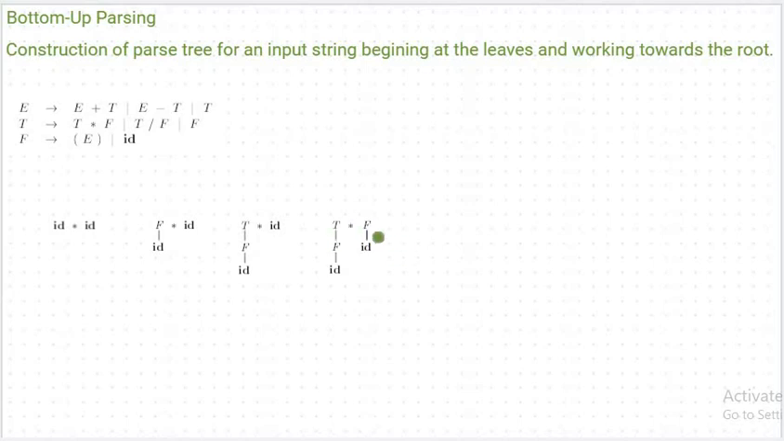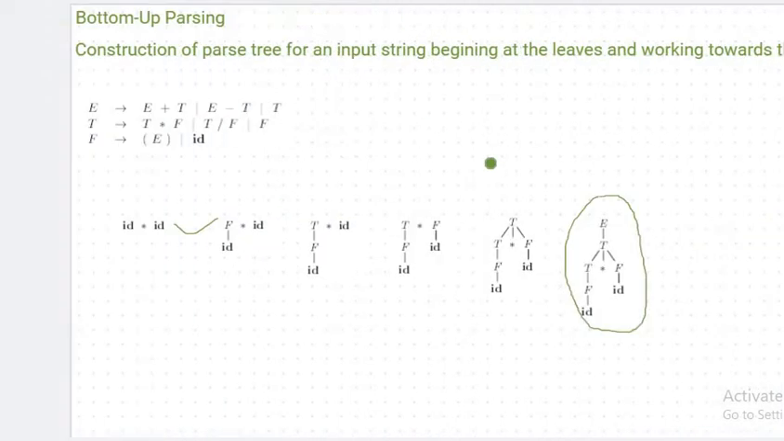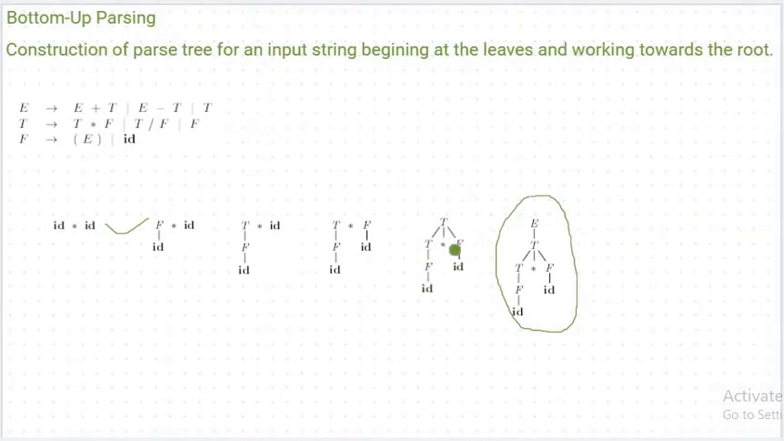Again, the T star F, you can try to have it as a handle. When you have T star F as a handle, do you have any matched production for it? Yes, you have a production. T tends to T star F. So what we can do? This T star F can be reduced as T. T star F is reduced as T. And finally, again, this T can be reduced as E.